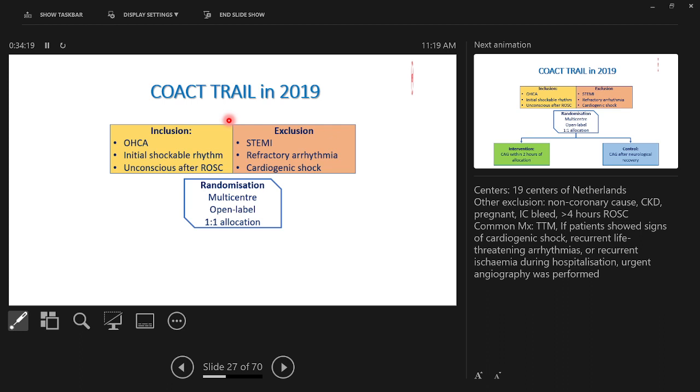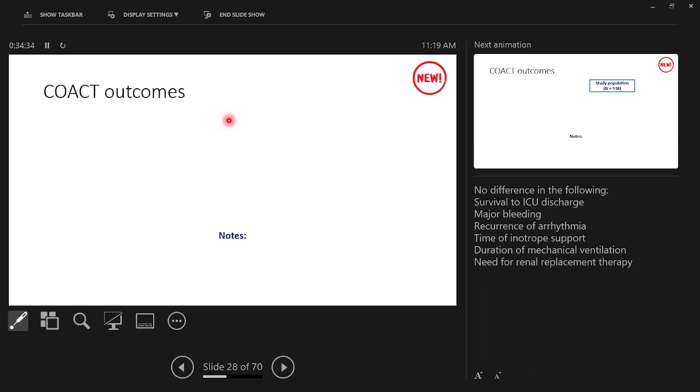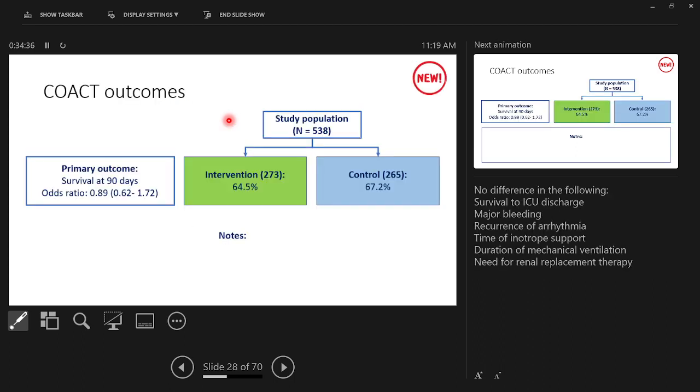This is a randomized, multicenter, open-label study with 1:1 allocation. In the intervention arm, they did coronary angiography within 2 hours of allocation of the patient, and in the control arm, they did coronary angiography after a favorable neurological outcome. In the primary outcome, they found no significant difference between the control arm and the intervention arm. The primary outcome is survival at 90 days.